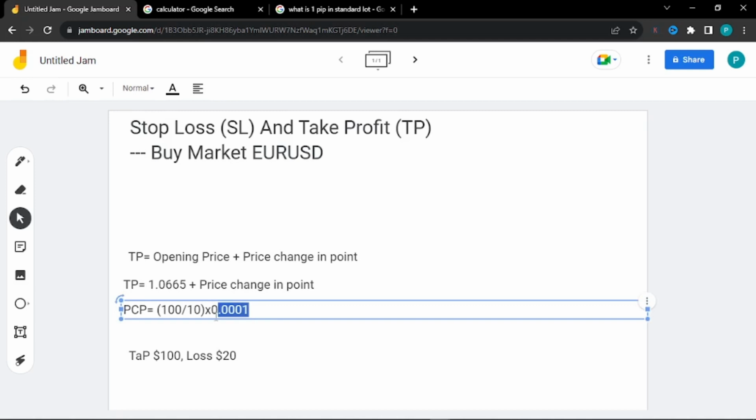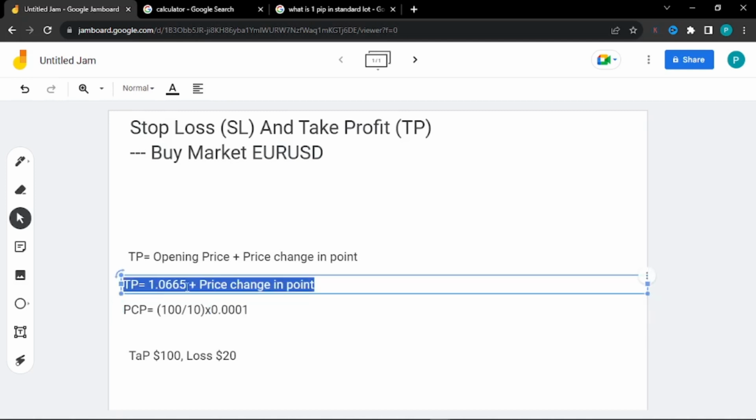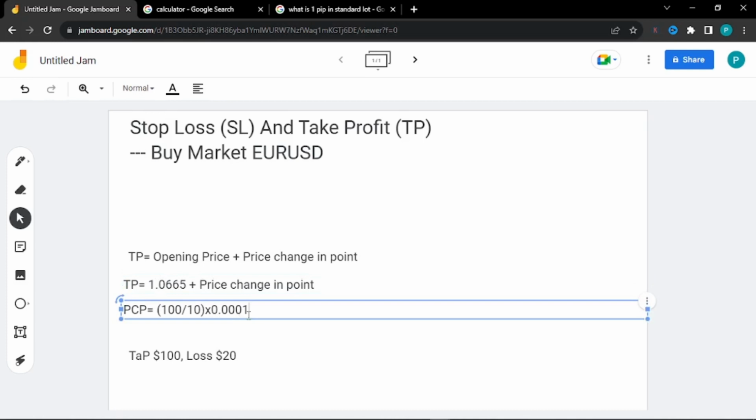In case you don't know where this one comes from, it's the lowest unit of your opening price. Take a look at your opening price here. It contains 1.0665. So over here, you see that it's 0.0. When your pip is counting, it actually starts from 1. So that is the one we have behind here.